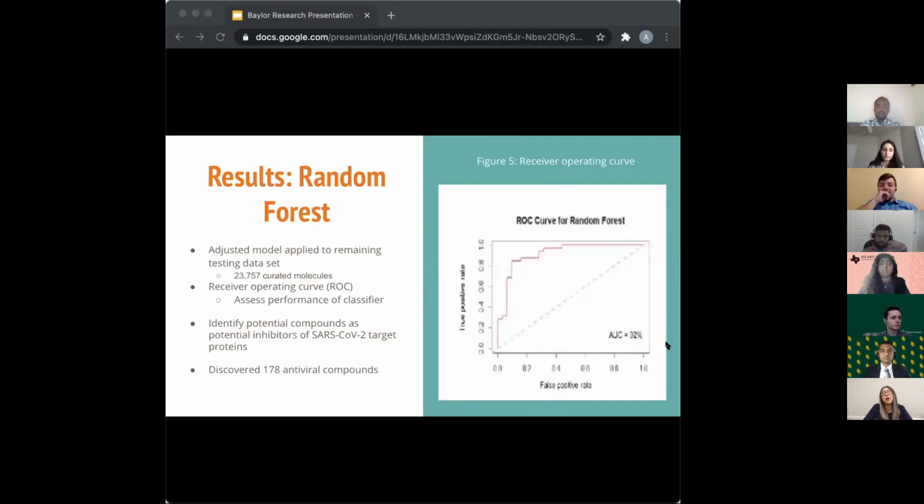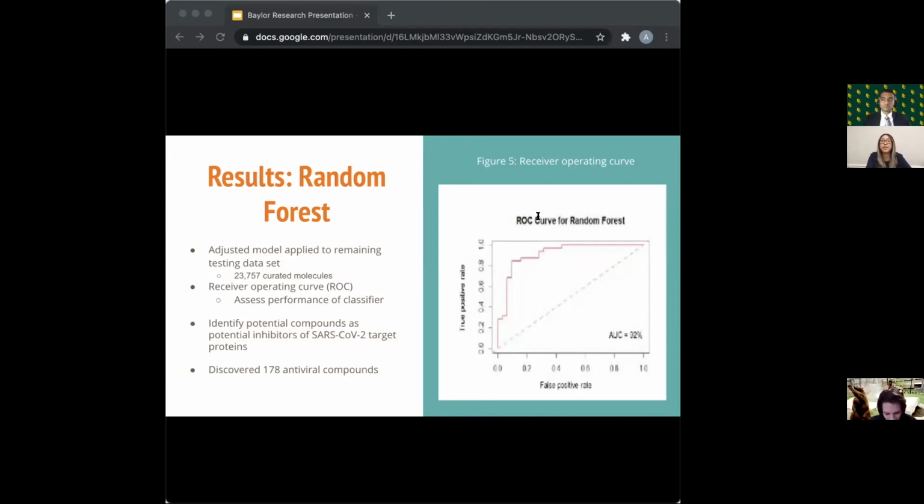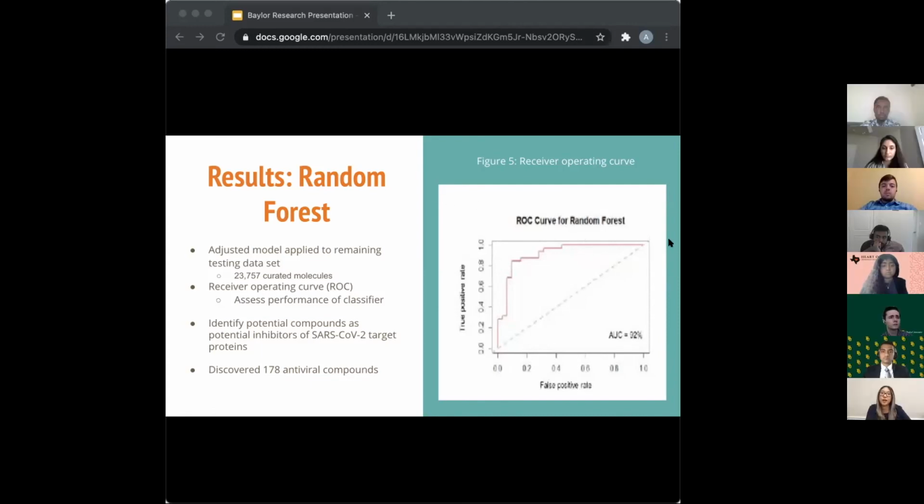The adjusted model was then used on the testing data set consisting of 23,757 remaining curated molecules from the CAS registry. A receiver operating curve was calculated, measuring the area under the curve of the classifier, which showed a 92% predictive ability of the compounds. Based on the calculations, the classifier identified 178 compounds as potential inhibitors for the virus.